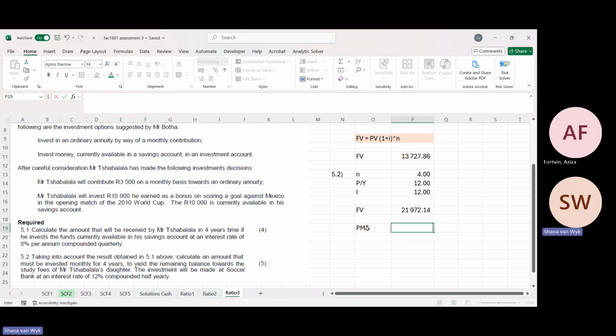Okay, so 4. Another one. 12 is 12. Enter and then 12%. And then 21,972.14 is the remainder value. So compute payments. Then I get 5411.32. Either this is FV or it is PV. No, this is half yearly. It's not monthly. So you must divide it by 6.